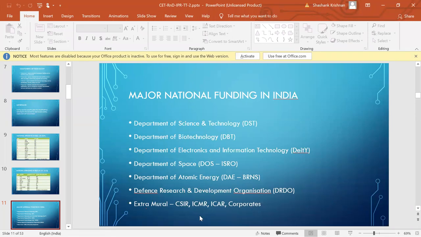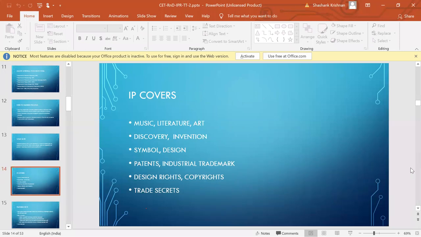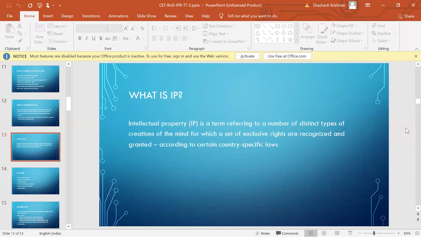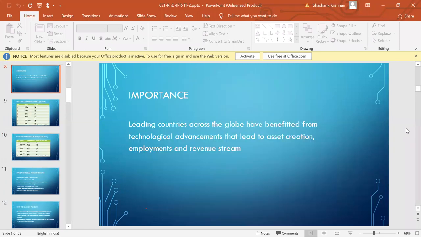In addition to this, I know that CET has access to the SARD program, which is managed by KTU, as well as the research programs of our KSCSTE, Kerala State Council for Science and Technology. These also can be accessed by our people for carrying out research.